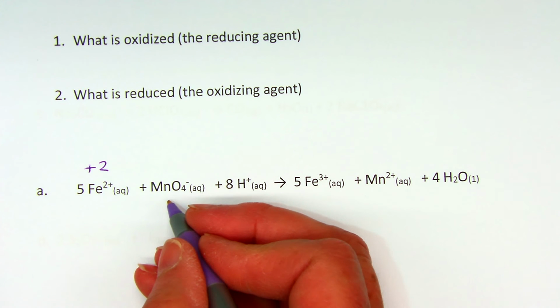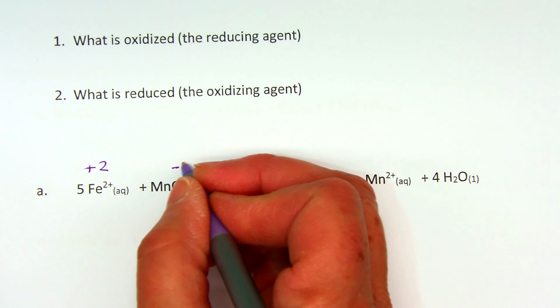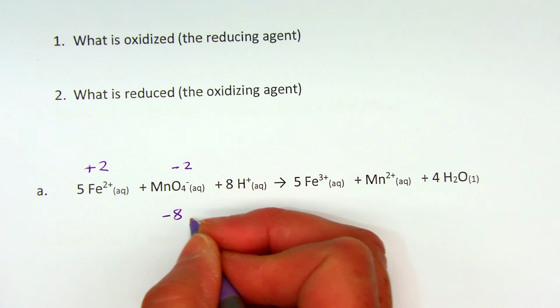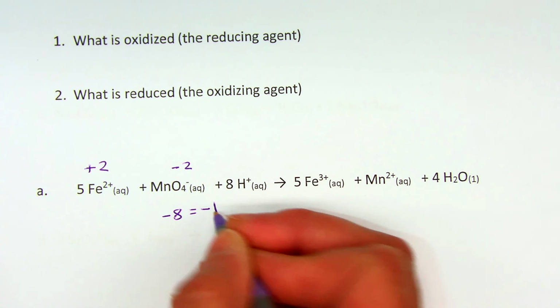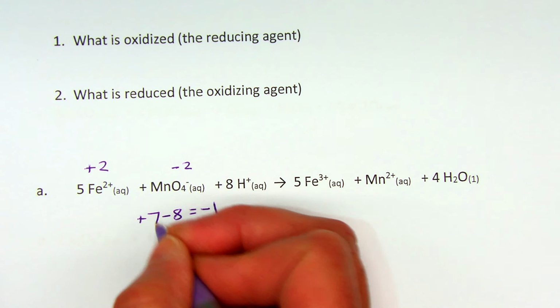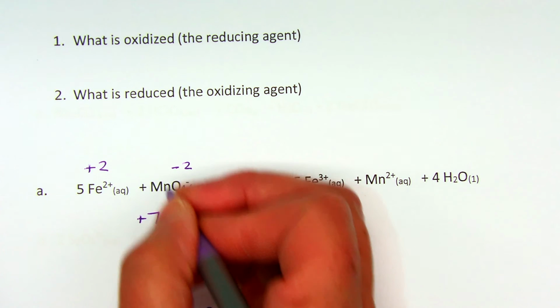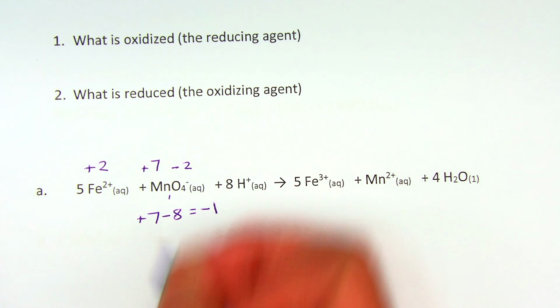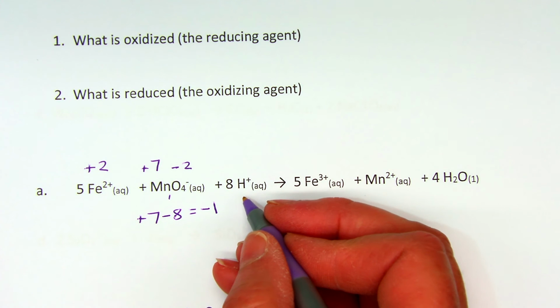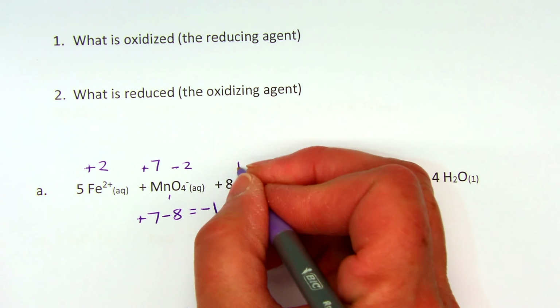In the permanganate ion, I start with my minus 2 rule for oxygen. 4 times a negative 2 is a negative 8. This has to add up to negative 1, the charge on the species. So I need a positive 7 divided by 1. Manganese has an oxidation number of a plus 7. The hydrogen ion is a monoatomic ion, plus 1.